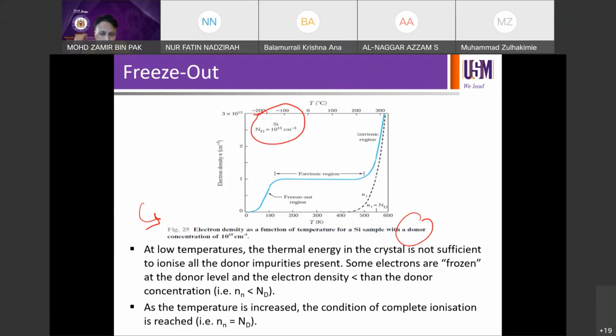So what happens then when you heat up the sample, right? When you apply heat to the sample, you can compare there. If your temperature is very, very low, apa jadi? Your dopants are not electrically activated, because remember last time we talked about ionization.